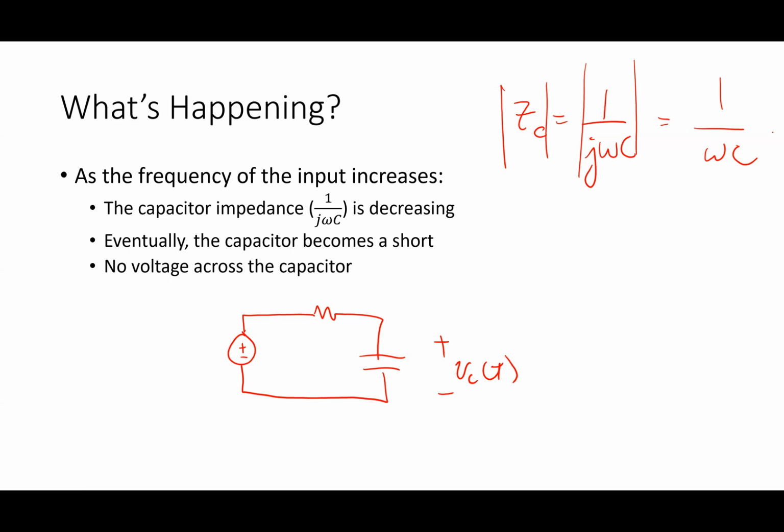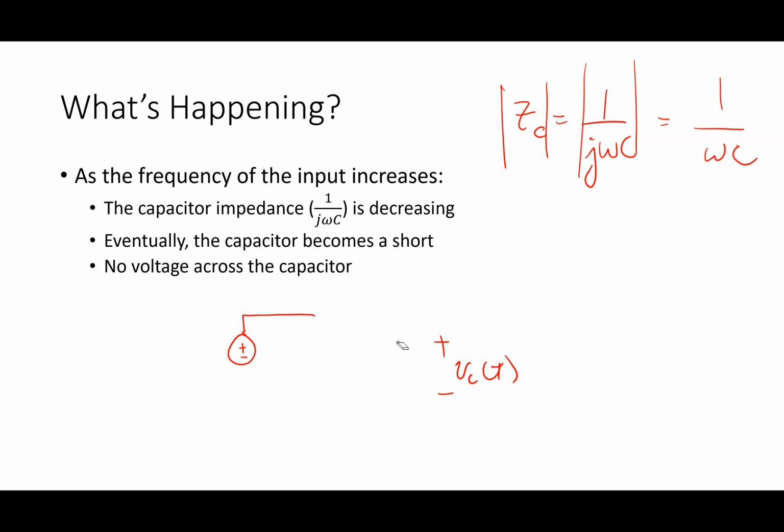So what that tells me is that at DC, the capacitor is an open. At infinite frequency, the capacitor is a short. That's entirely consistent, because at DC, how much current flows in this thing? None. At a really high frequency, how much current flows? Well, it's set by whatever the resistor is. If the capacitor became a short, what would that tell me?